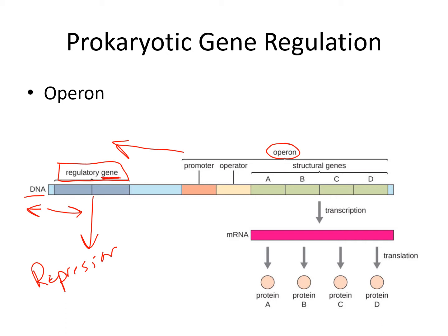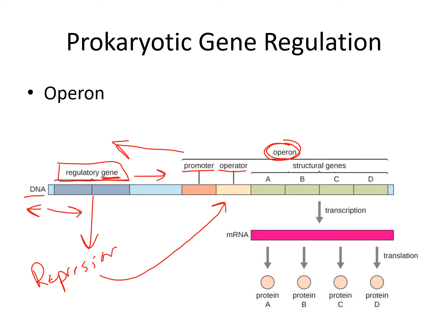Then as you move downstream from the regulatory gene, the first part of the operon you come in contact with is the promoter. And remember, the promoter signals the beginning of a gene. So this is where the RNA polymerase will bind and start transcribing. Then downstream of the promoter is the operator. And the operator is the sequence of DNA where the repressor will bind. So that is the purpose of the operator.